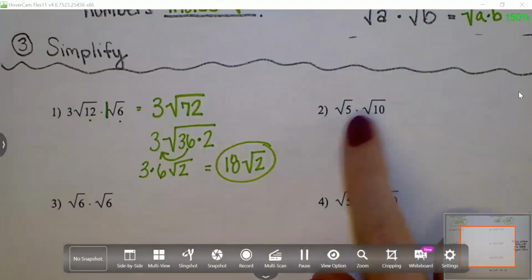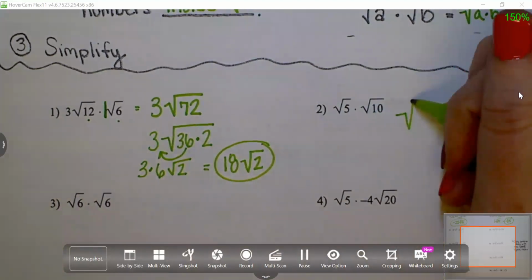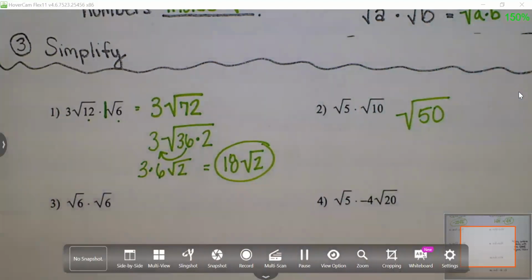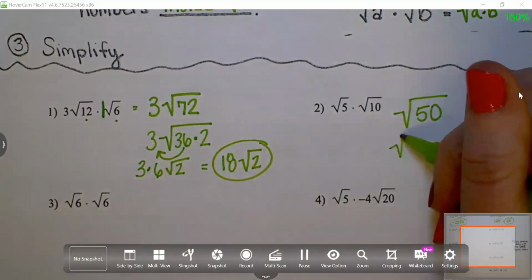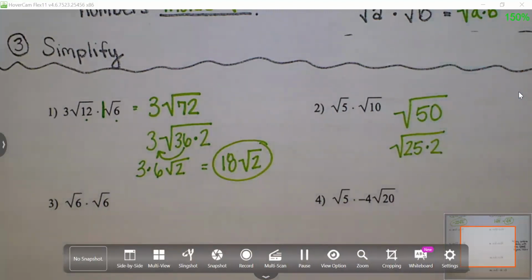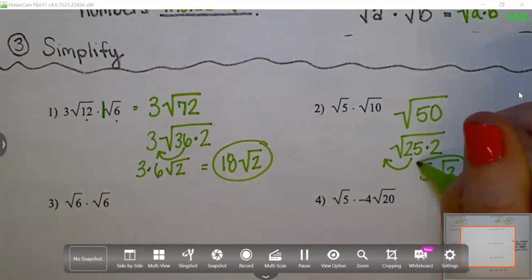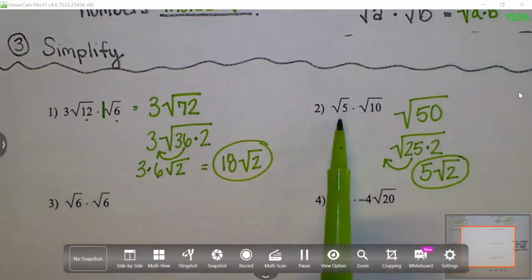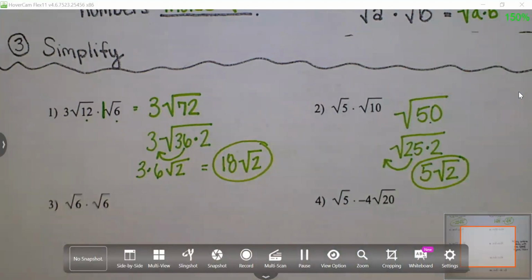Number 2, I don't have anything in front. I just have my numbers underneath. So 5 times 10 is the square root of 50. Let's break that down into a perfect square. 50, a perfect square that can be divided by 50 is 25. And then when I take that 25 out of my square root symbol, I get an answer of 5 root 2. So I'm just multiplying my numbers underneath together. If I had any numbers in front, I would do those.